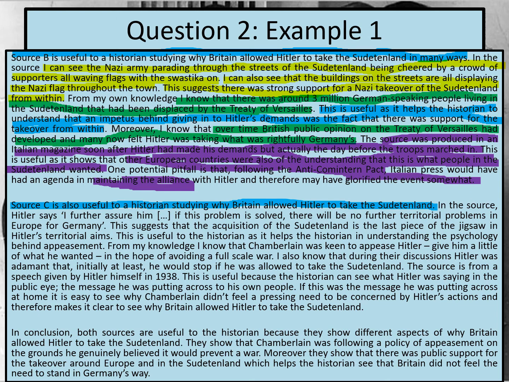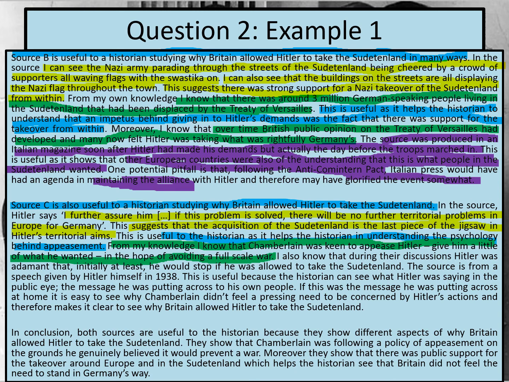In the source, so I'm now going back to using the source, he says, "I further assure him that if the problem is solved, there will be no further territorial problems in Europe for Germany." This suggests that the acquisition of the Sudetenland is the last piece of the jigsaw in Hitler's territorial aims. This is useful to a historian as it helps the historian reference the question in understanding the psychology behind appeasement, why it was done. Then I'm going to my knowledge again. From my knowledge, I know that Chamberlain was keen to appease Hitler, give him a little of what he wanted in the hope of avoiding a full-scale war.